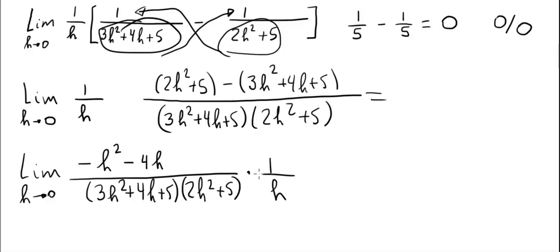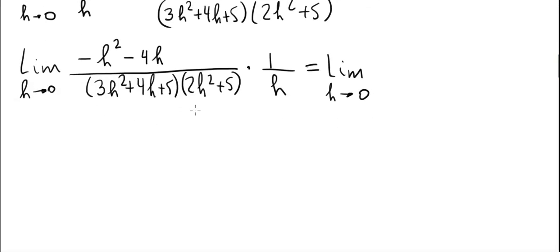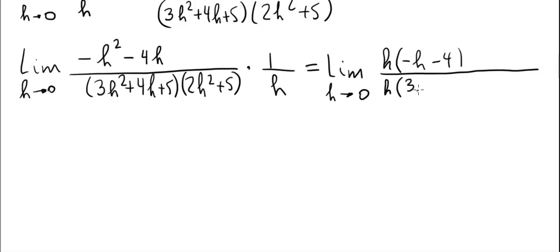If we plug in 0 for h now, we still end up with 0 over 0, but it's much easier now to factor that out. In the numerator, we have a common factor of h, so we'll factor that out. H comes out. We're left with minus h minus 4. In the denominator, we had that 1 over h, so let me put that h right down here, and then 3h squared plus 4h plus 5 times 2h squared plus 5.